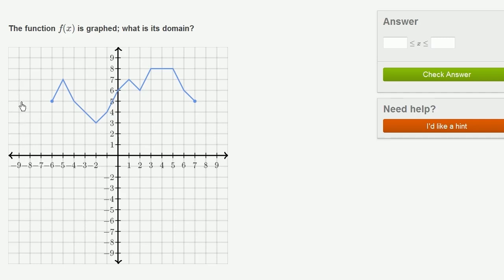It's not defined for x equals -9 or x equals -8 and 1/2 or x equals -8. It's not defined for any of these values. It only starts getting defined at x equals -6. At x equals -6, f of x is equal to 5. And then it keeps getting defined. f of x is defined for x all the way from x equals -6 all the way to x equals 7. When x equals 7, f of x is equal to 5.